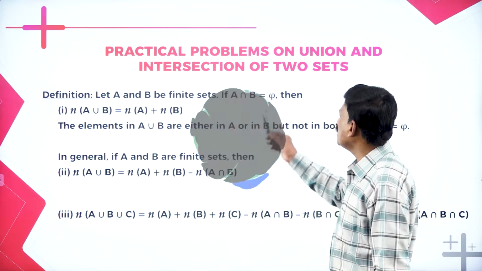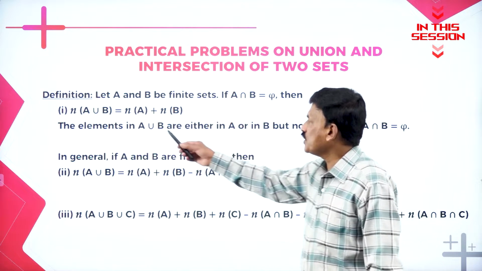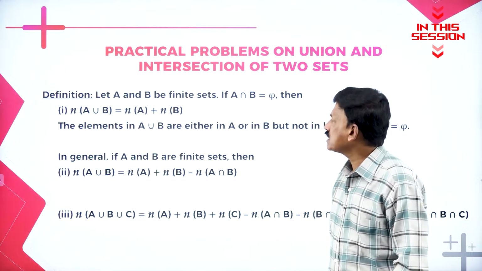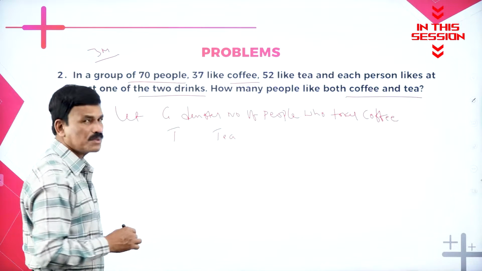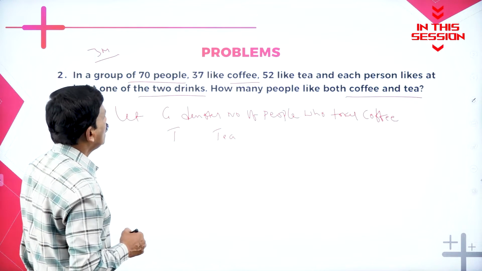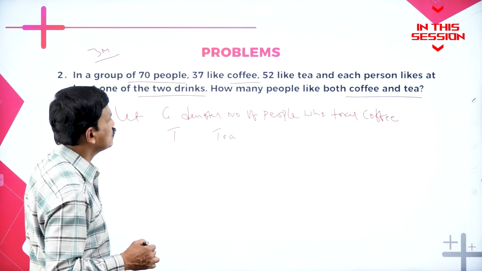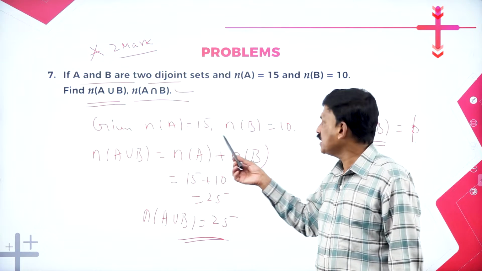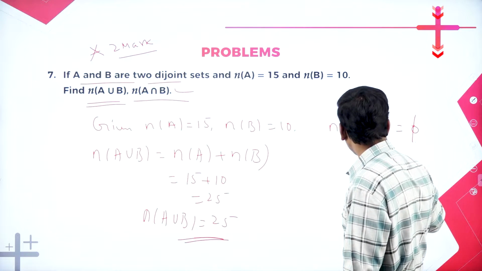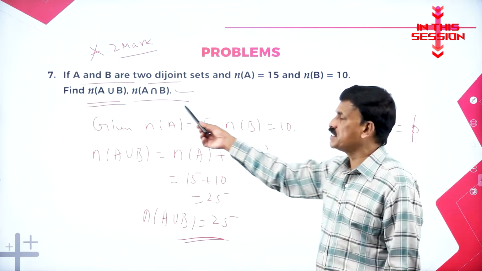If A intersection B is a null set, then N of A union B is equal to N of A plus N of B. C and T: C represents the number of people who take coffee, and T will represent the number of people who take tea. N of A is 15, N of B is equal to 10, and N of A intersection B is a null set because it's a disjoint set.